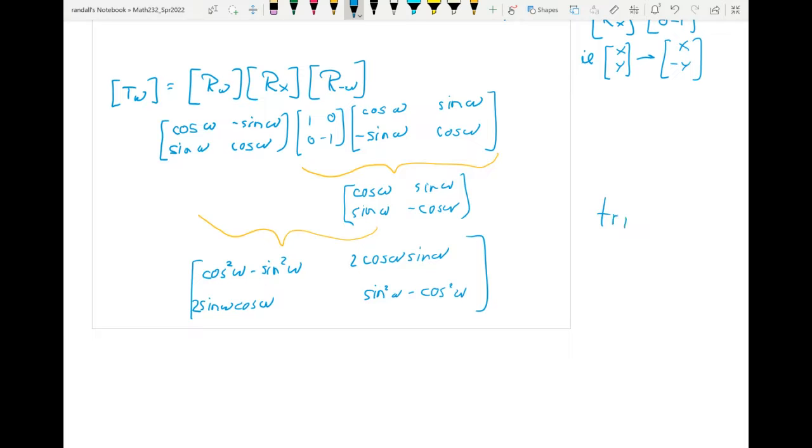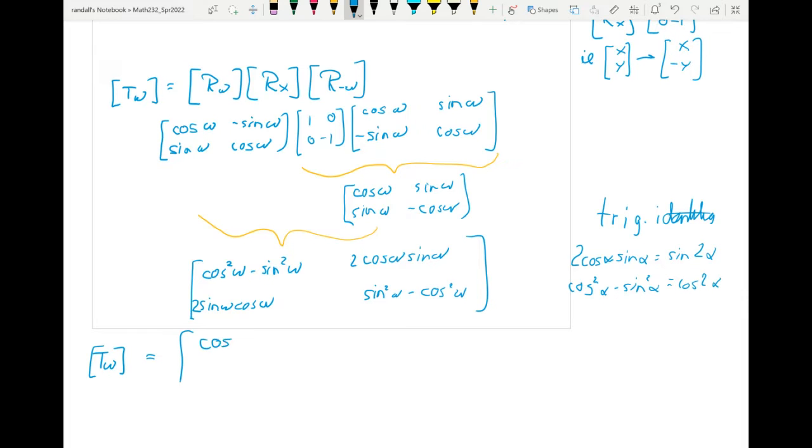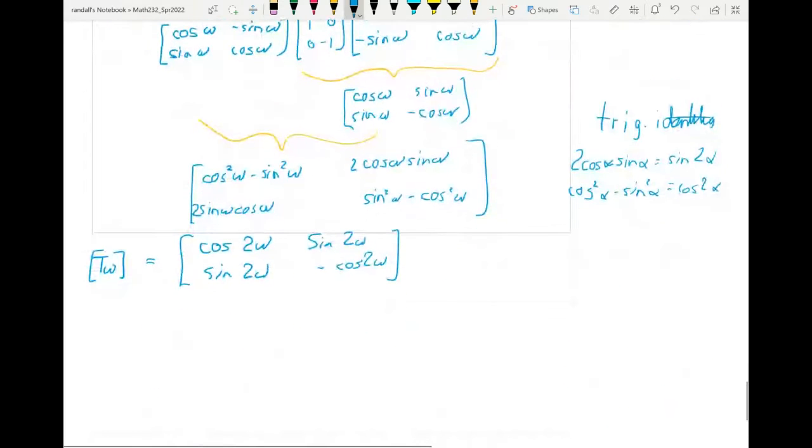And now I'm using trig identities to simplify this. The ones I use are: 2 times cos alpha sine alpha is sine 2 alpha, and cosine squared alpha minus sine squared alpha is cos 2 alpha. These are the expressions I see there. So my standard matrix for this kind of reflection is cosine 2 omega, sine 2 omega, sine 2 omega, minus cos 2 omega, where omega is the angle of the line. So for a line that's rotated by omega, this is the standard matrix.